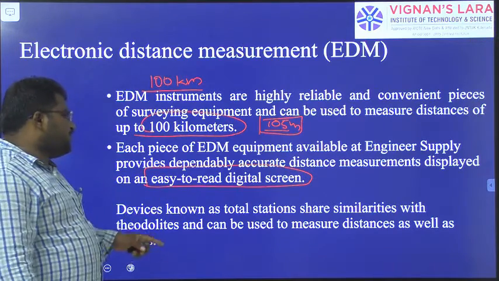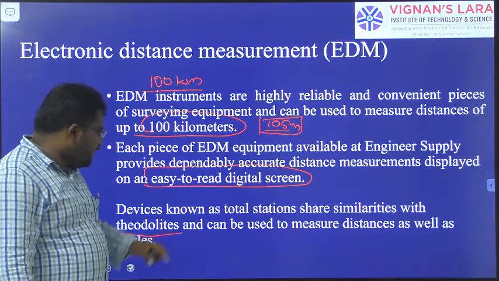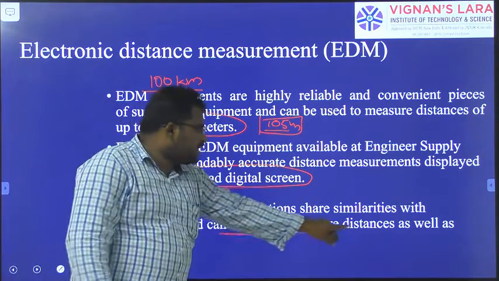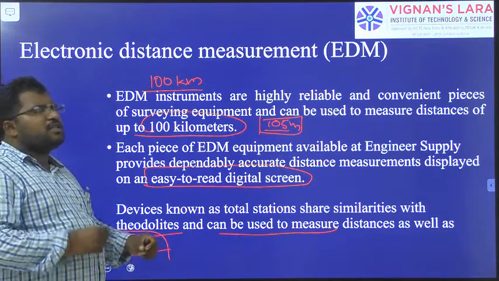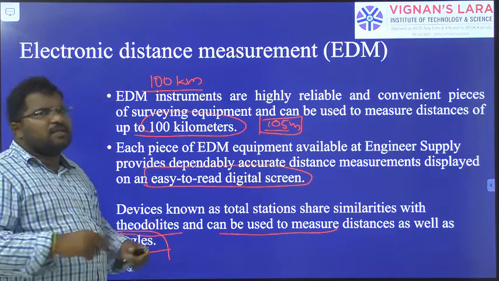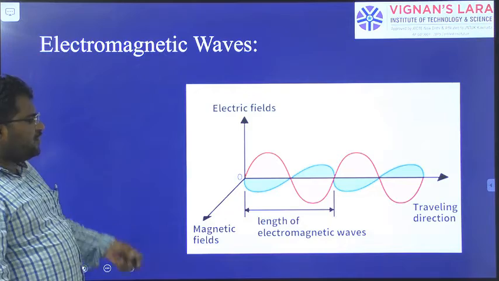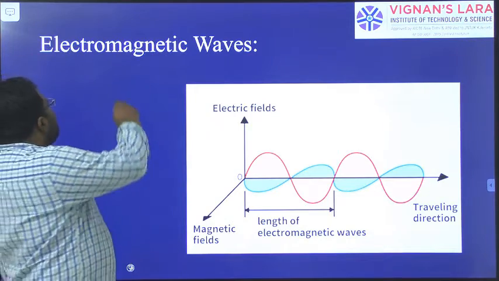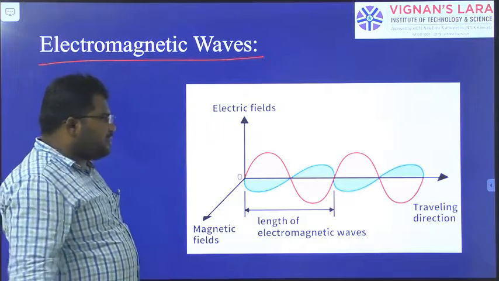Devices known as total stations share similarities with theodolites and can be used to measure distances as well as angles, right? I already told you that with a total station, it is total, that means distances can be measured, directions can be measured, and even levels can be measured. Before going into the instruments, first of all we have to know what electromagnetic waves are and what their different properties are.